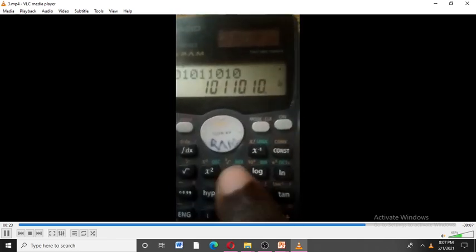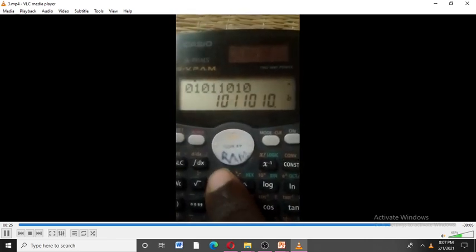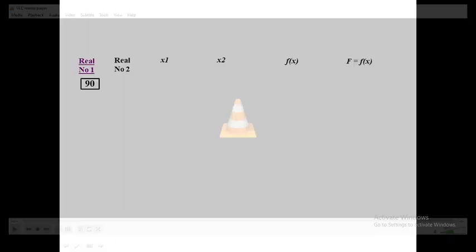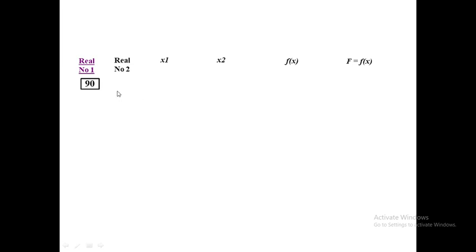After that, I type the digit values 0, 1, 0, 1, 1, 0, 1, 0. After entering that number, I press equals, and then I convert that into a decimal number. I got 90. So the first real number is 90.